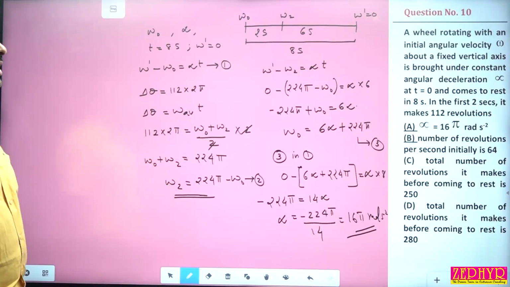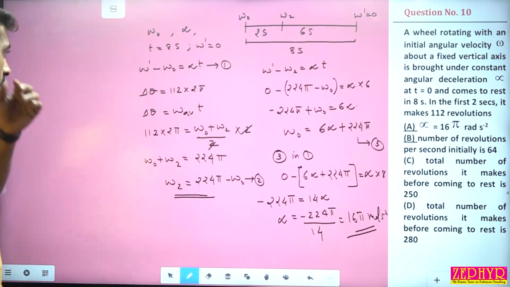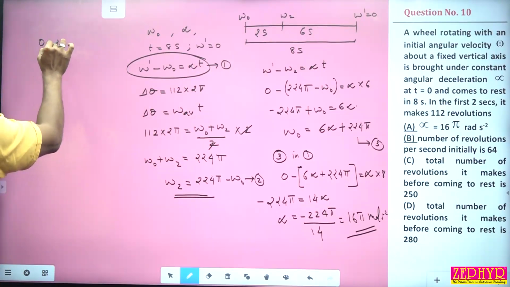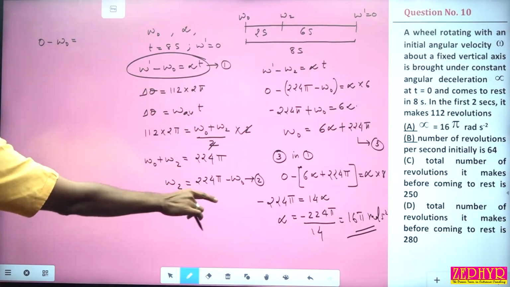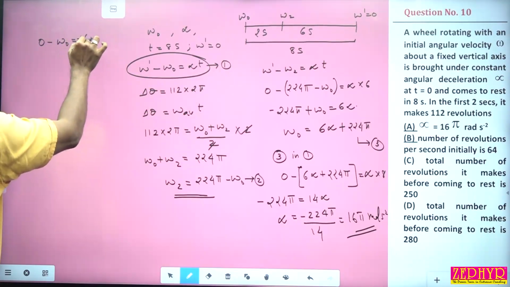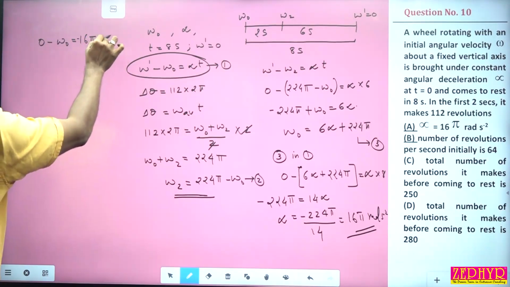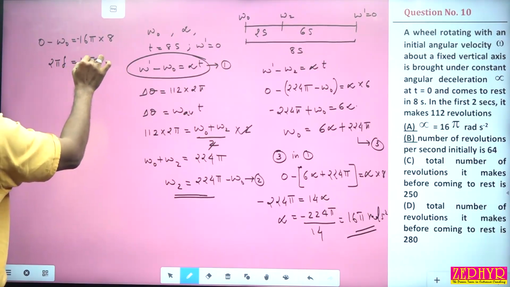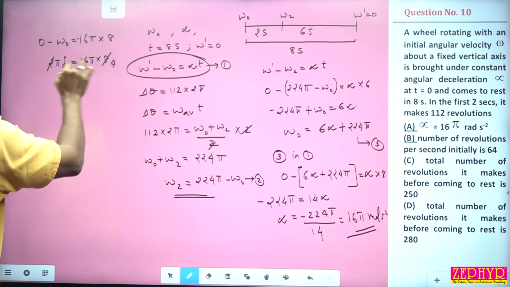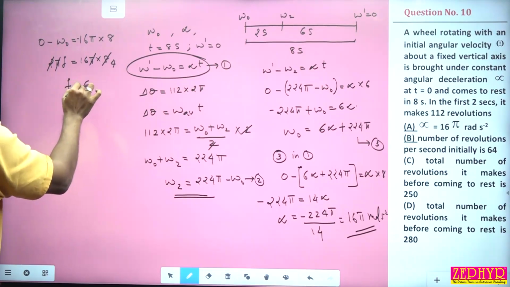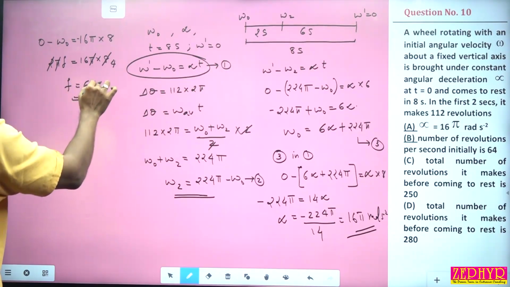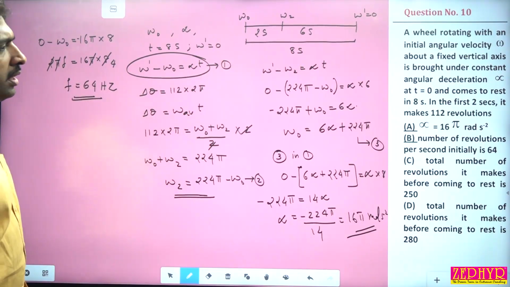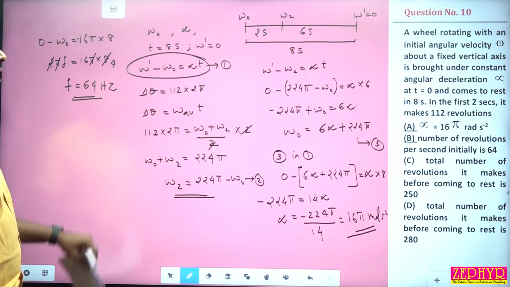The number of revolutions per second initially is 64. So the initial angular velocity we can substitute in this equation. Omega dash minus omega is equal to alpha into t, that is 0 minus omega is equal to minus 16 pi into t. What is t? t is 8 seconds. So 2 pi into frequency is equal to 16 pi into 8. So this is 4, pi is getting cancelled. So frequency is equal to 64 hertz. Is it clear? So the number of revolutions per second initially is equal to 64 hertz.